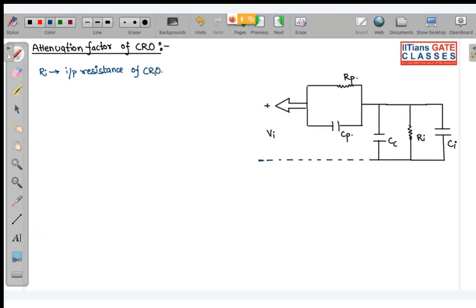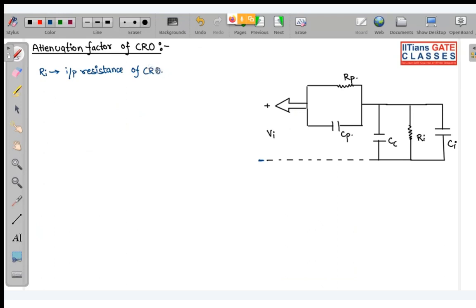Why should it be high? Then only I can eliminate the effect of what? Loading effect. Very good. I can eliminate the loading effect. So Shishir, are you also saying the same thing? Then only I will be able to eliminate loading effect. So the input resistance of CRO should be very, very high.